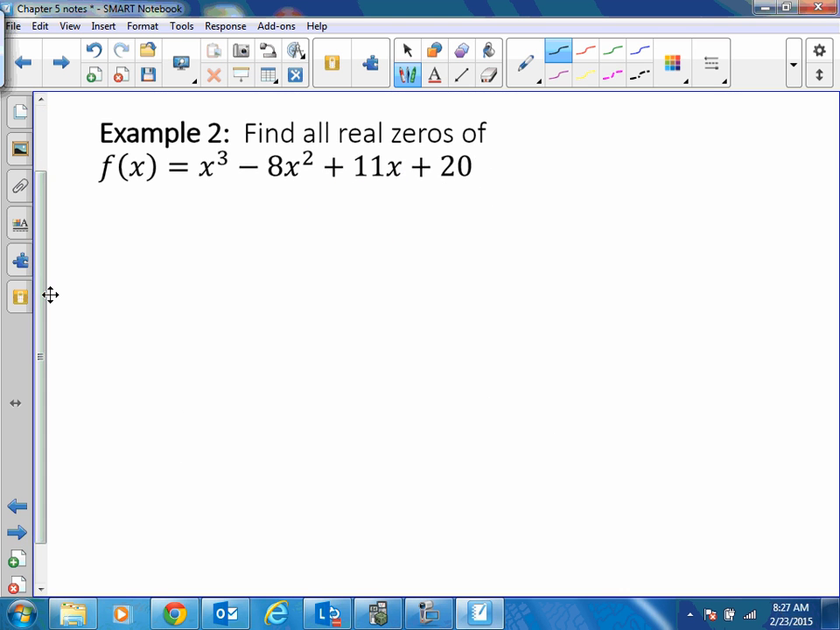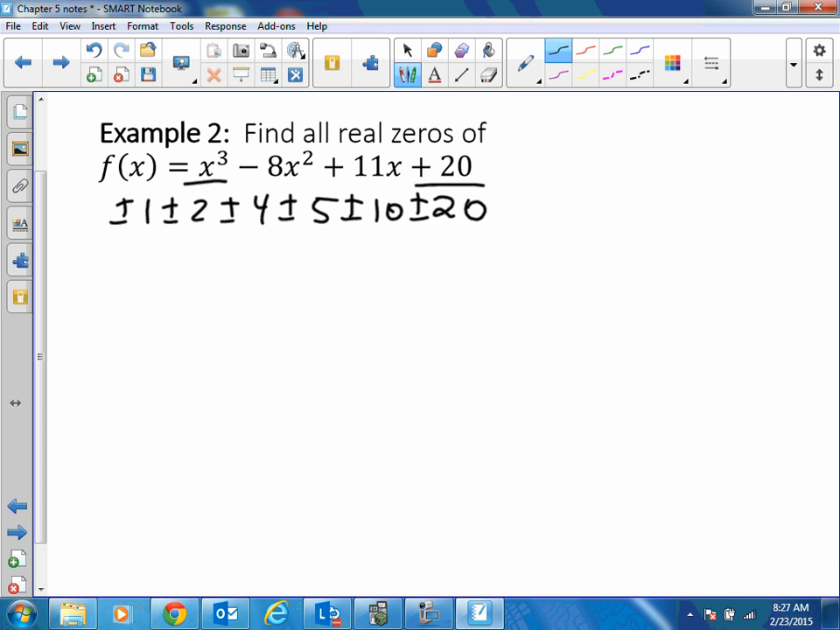So what it says is find all the real zeros. First thing you want to do is what we just did, list all the possible rational zeros. So we want factors of 20 divided by 1. Anything divided by 1 is itself, so really all we have to do is list the factors of 20, which in this case would be 1, 2, 4, 5, 10, and 20. And we're going to start from the smallest numbers to the biggest numbers.